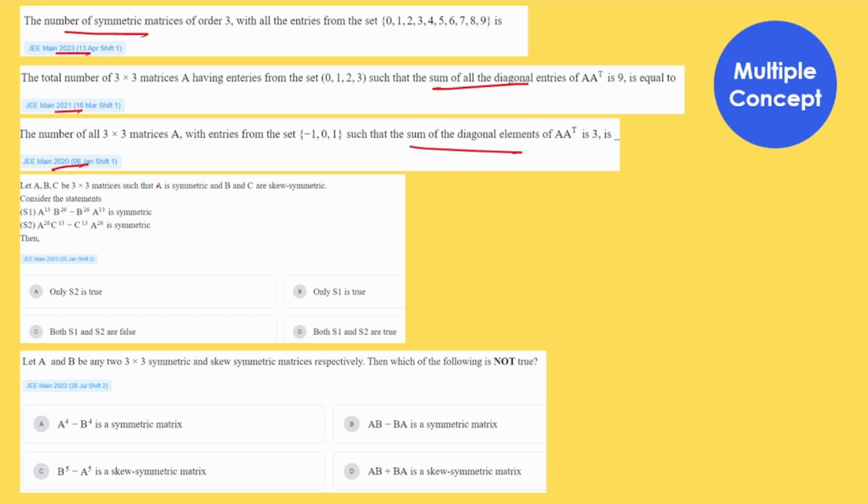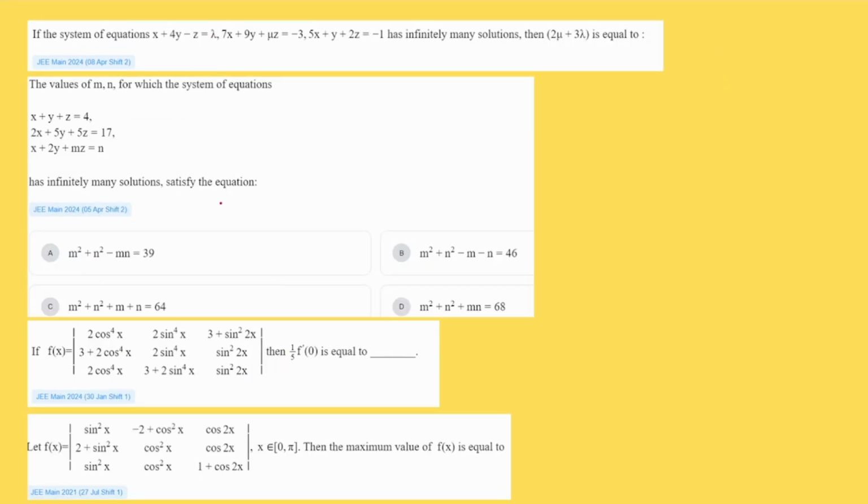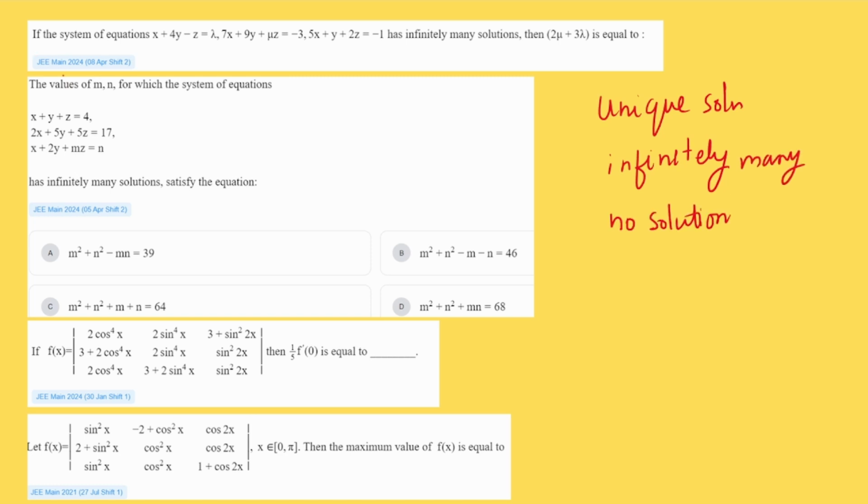This is a question related to skew and symmetric matrices asked in the year 2023, and this is another question again related to symmetric and skew symmetric matrices. Then comes the chapter determinants, where systems of linear equations are being asked, where you majorly have unique solution, infinitely many solutions, and no solution condition. I'll write it over here. You have unique solution, then infinitely many solutions, and condition of no solution. This was asked in the year 2024. Then this one again 2024 only, they have asked for infinitely many solutions.